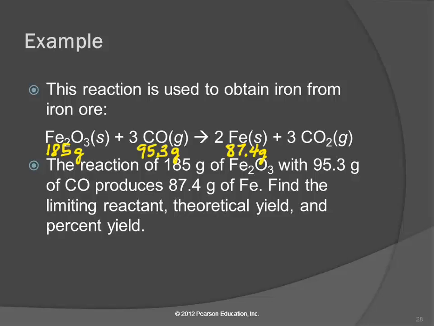Those are the numbers they gave us. What are they asking us for? Well, they want to know the limiting reactant, the theoretical yield, and the percent yield. How do we find the limiting reactant? We do those two equations, right? And then we find the smallest amount of product. That's the theoretical yield. And we look back and we see what reactant gave us the smallest amount of product. That's the limiting reactant. And how do we do percent yield?